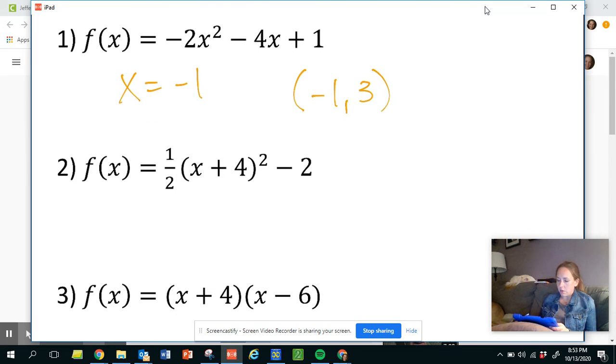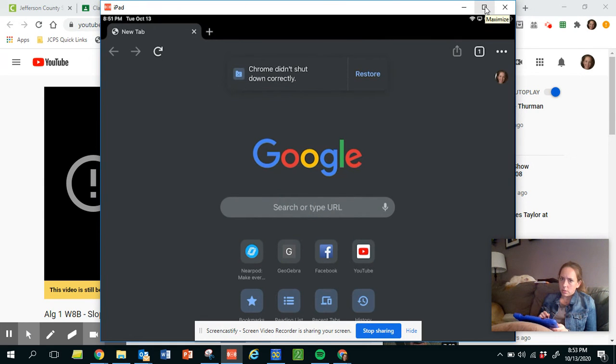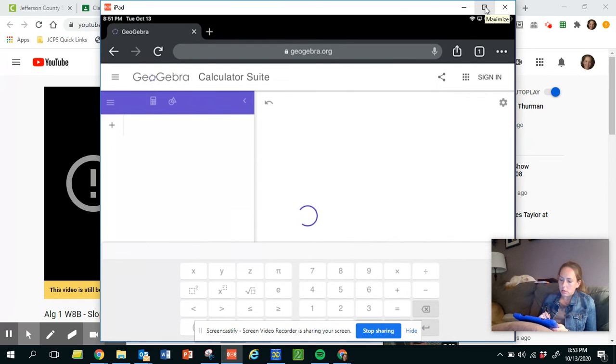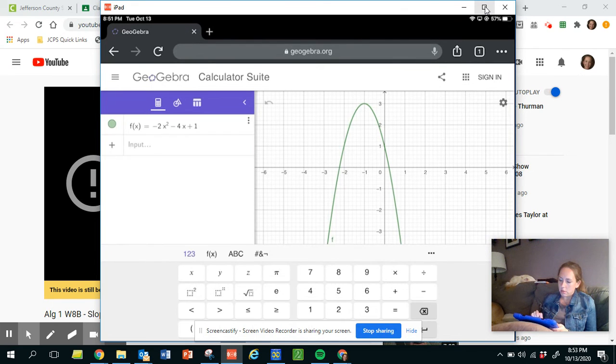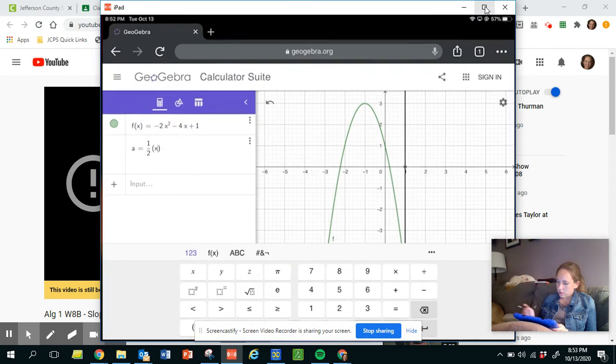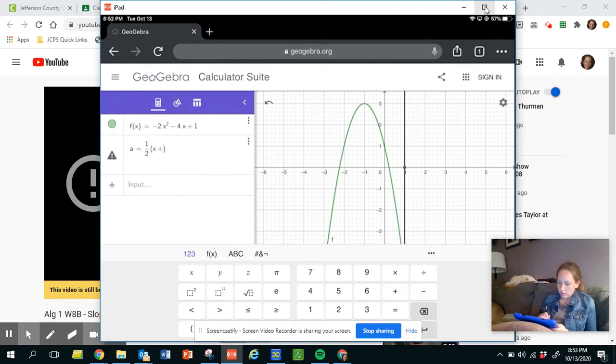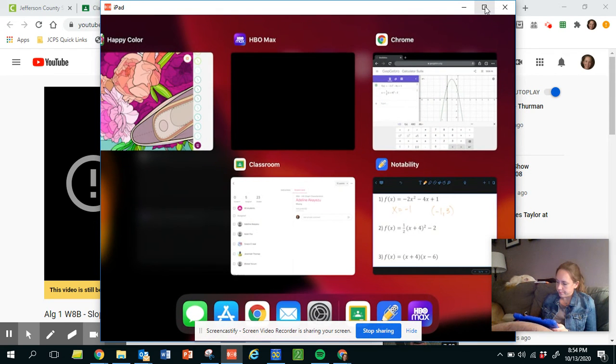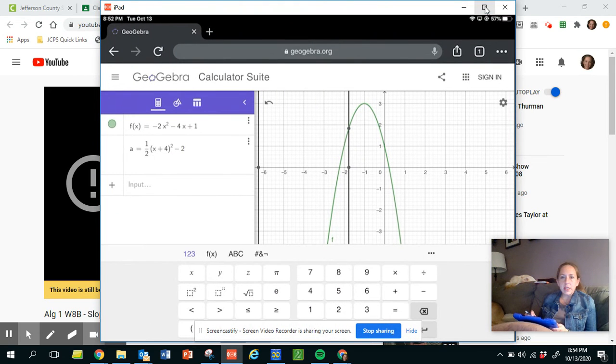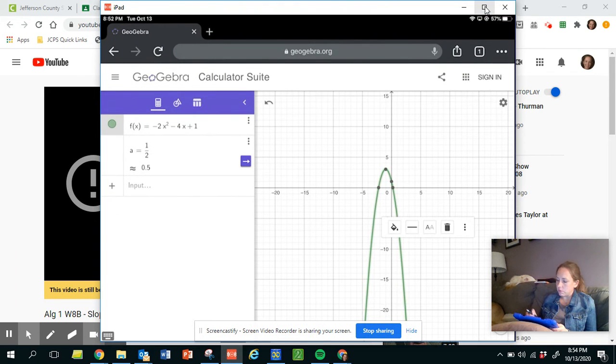So let's look at the other one. 1/2 (x plus 4) squared minus 2. Okay, 1/2, and then parentheses, x plus 4, close parentheses squared, minus 2. Right. Okay, so notice how I can't really see it. So what I'm going to do is I'm going to zoom.